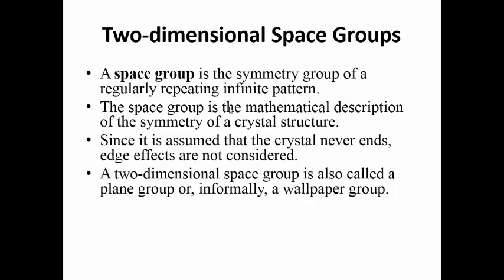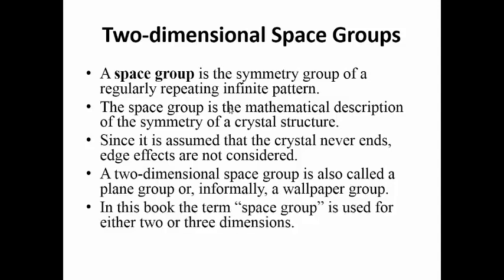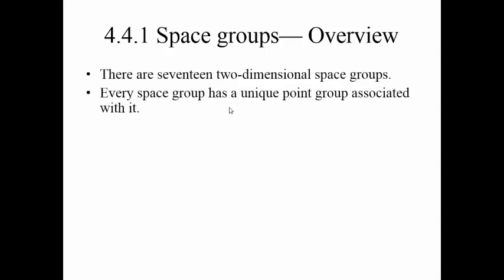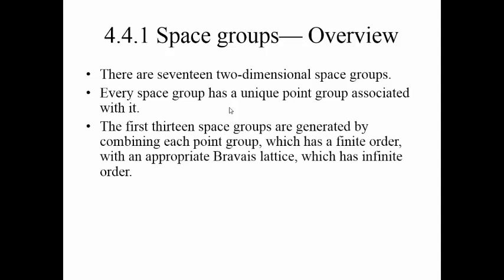A nickname for the two-dimensionals are called the wallpaper groups. And finally, in this book rather, we will always use the term space group for either 2 or 3 dimensions. Now, an overview. There are 17 two-dimensional space groups. Every space group has a unique point group associated with it.